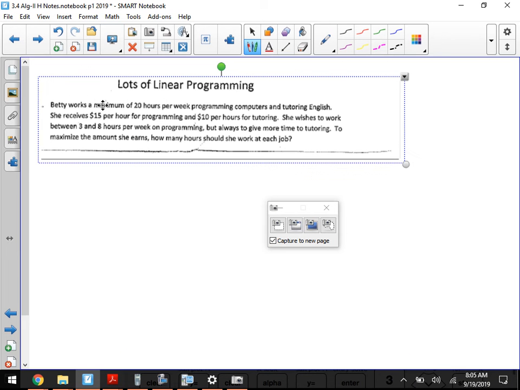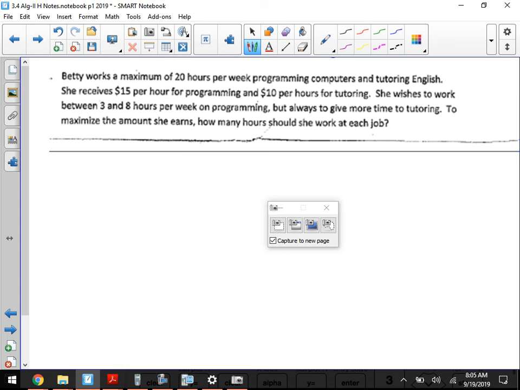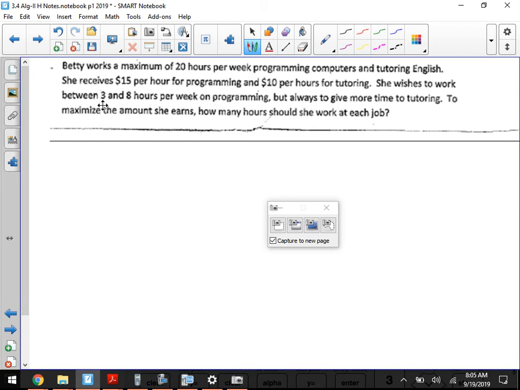Apparently there's good money in computer programming and tutoring English. She receives $15 an hour for programming and $10 an hour for tutoring. She wants to work between 3 and 8 hours a week on programming, but to always give more time to tutoring. She has a heart. To maximize the amount that she earns, how many hours should she work at each job?